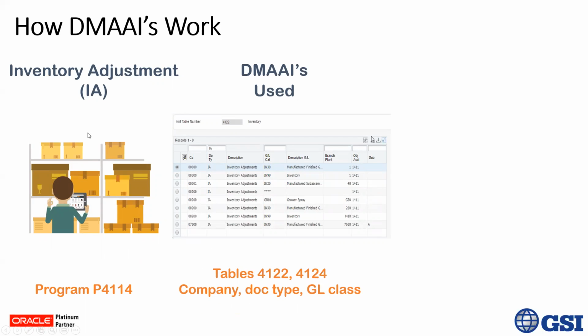A purchase order receipt will use a different set of tables. A sales order shipment will use different ones, so on and so forth. Okay, so the transactions are hard-coded with the table numbers.